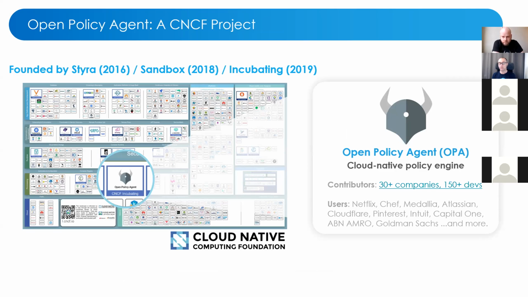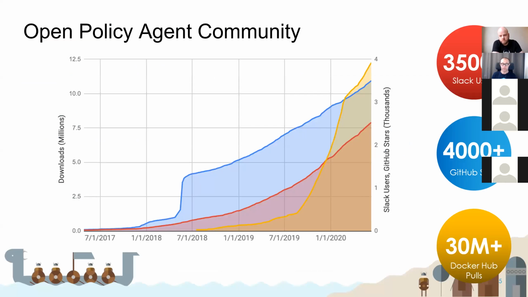It's also a very lively community. It's over 3,500 users on the Slack channel. It's over 30 million downloads, and we know today that there are at least 7 million OPAs out there in the world, making decisions every minute, every second of the day. And that's where we come in as Styra.